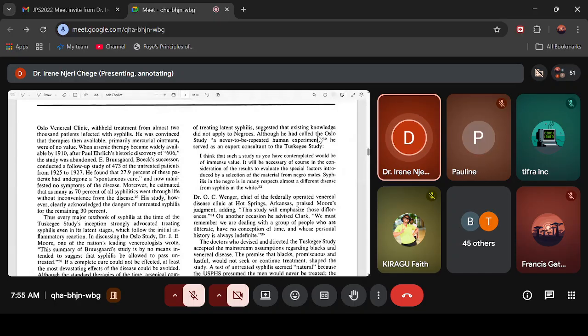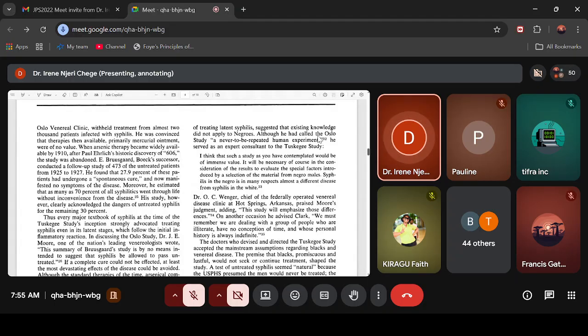Okay, Boeck's successor conducted a follow-up of 473 untreated men or patients from 1925 to 1927. He found that 27.9% had undergone a spontaneous cure and now manifested no symptoms of the disease. He estimated that more than 70% of all syphilitic patients went through life without inconvenience from the disease. His study, however, clearly acknowledged the dangers of untreated syphilis in 30%.